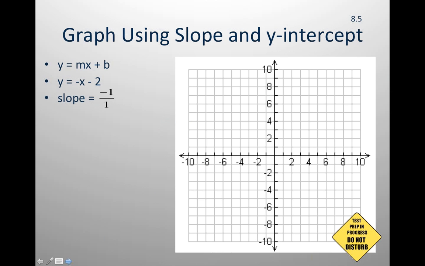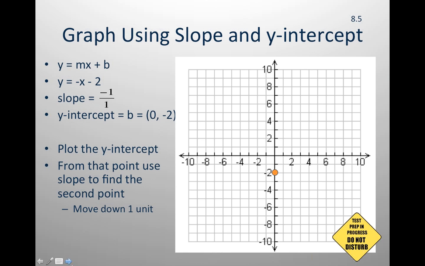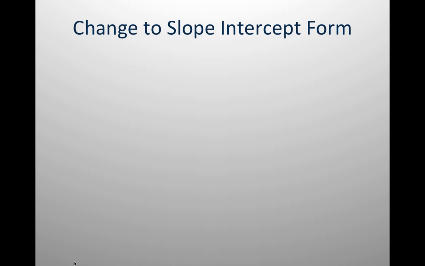Here's another example. In this case, our y-intercept will be negative 2, and the slope will be negative 1. So from negative 2, we're going to go down 1 and over 1, down 1 and 1 to the right. And now we're ready to connect the dots.